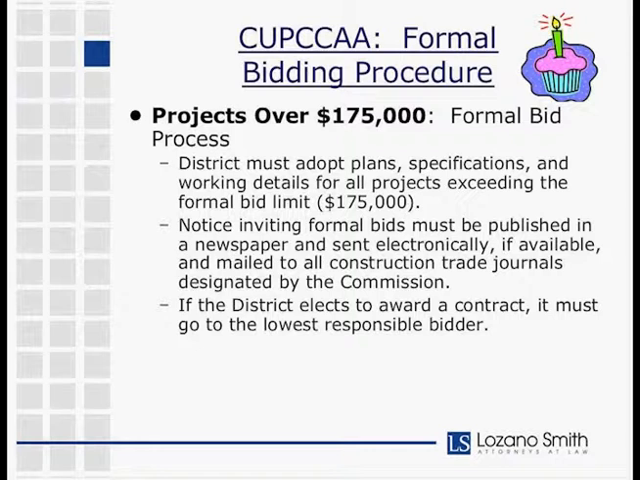The district first adopts plans, specifications, and working details for the project, and then the notice inviting formal bids is published in a newspaper and sent electronically, if available, and mailed to all construction trade journals designated by the Commission. That's the California Uniform Public Construction Cost Accounting Commission. The district then must award to the lowest bidder or reject all bids, similar to the informal procedures.